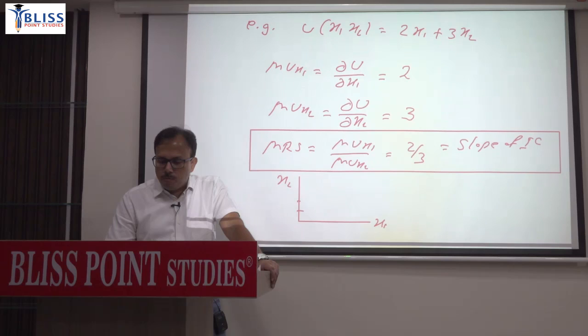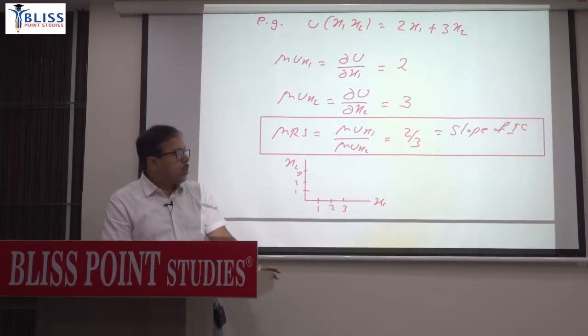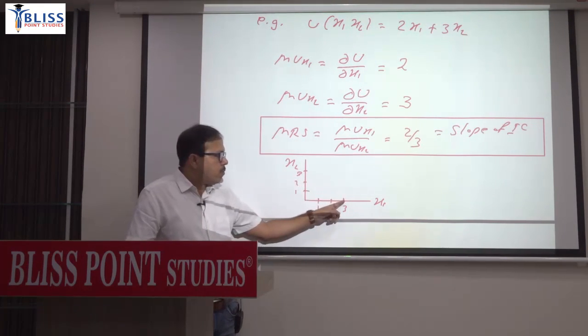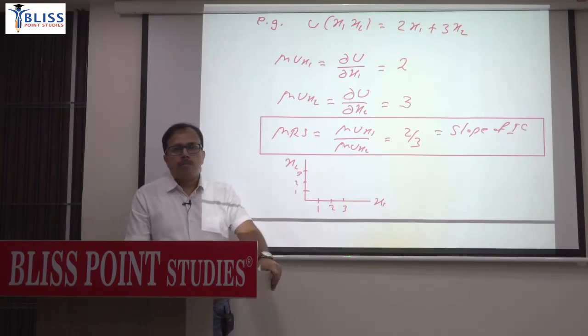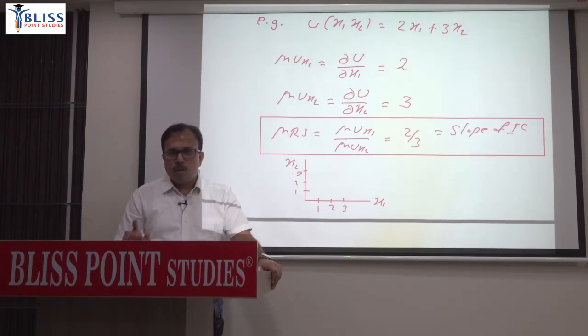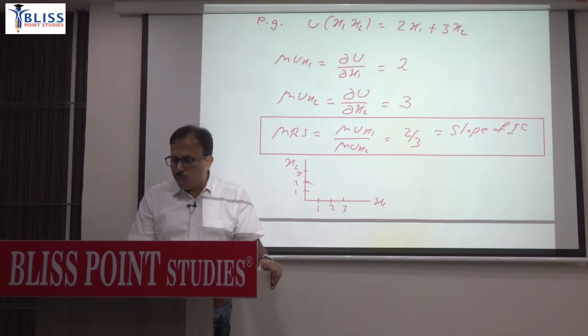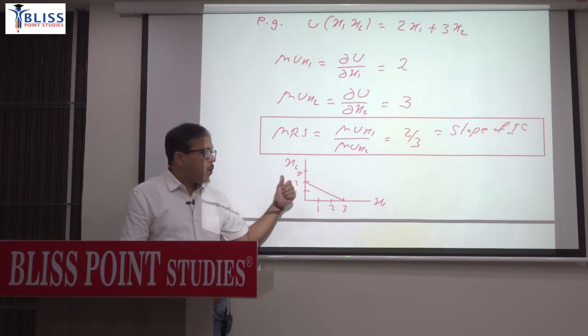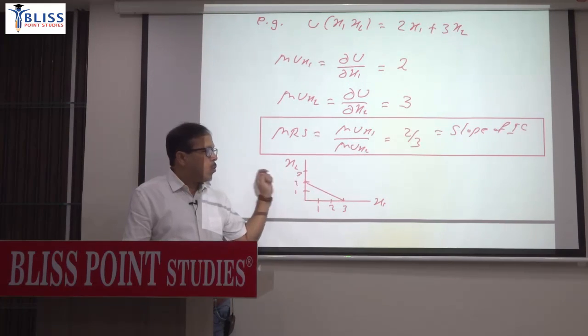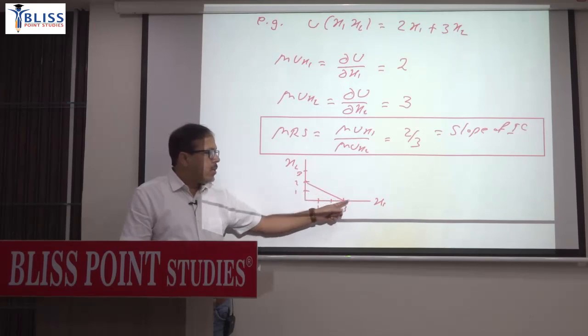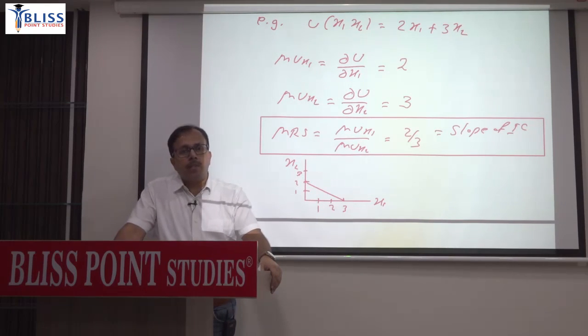Just answer one thing. I have written 1, 2, 3 here, 1, 2 and 3 here. I said slope is going to be 2/3. So will you connect this 2 with 3 or this 2 with 3? Slope is also perpendicular by base. So when I say slope is 2/3, perpendicular is going to be 2, on the vertical axis 2 will come and on the horizontal axis 3. And this line also implies that 2 units of good 2 is as good as 3 units of good 1 in terms of utility.